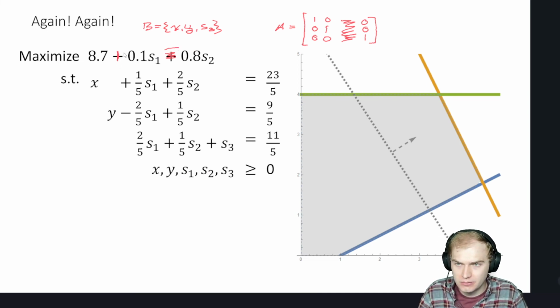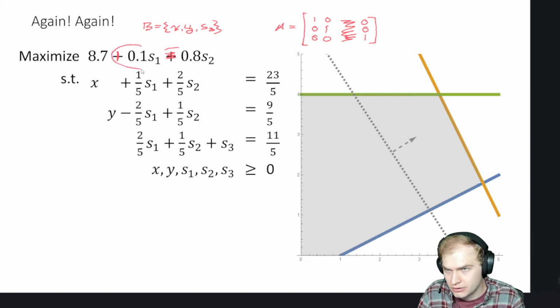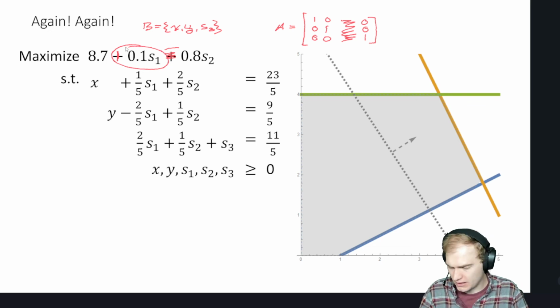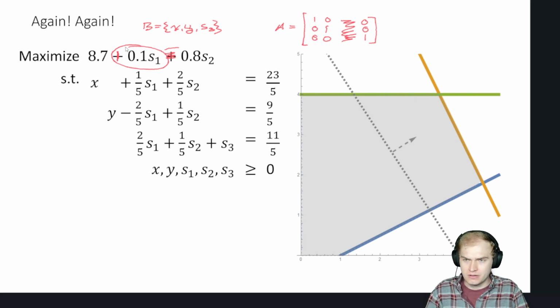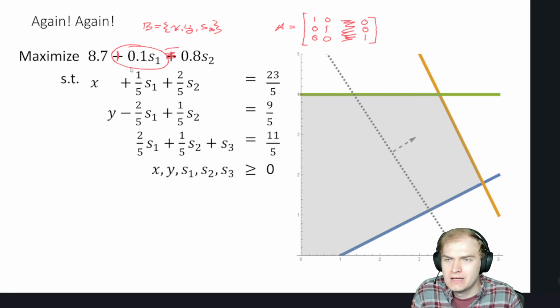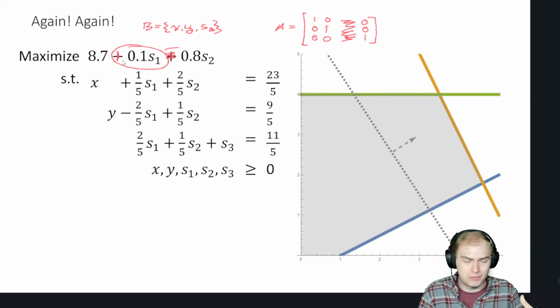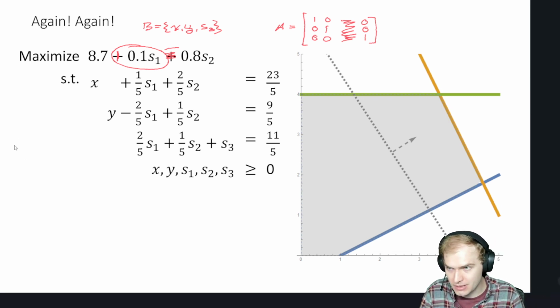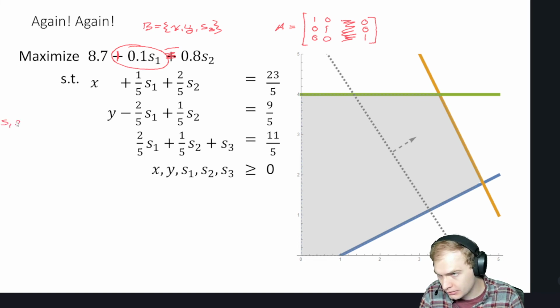So what we want to do is, S1 has a positive coefficient. Excuse me, I feel a sneeze coming on. No, false alarm. Okay. So S1 has a positive coefficient, so increasing S1 will now increase the objective function value. So we're going to tuck S1 into the basis somewhere. It enters the basis.